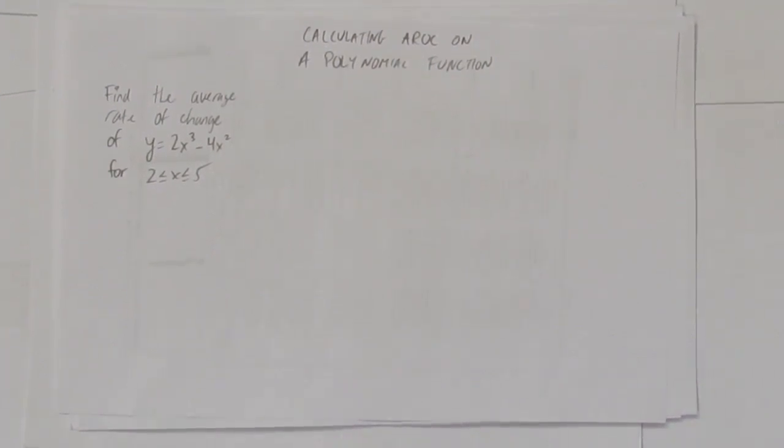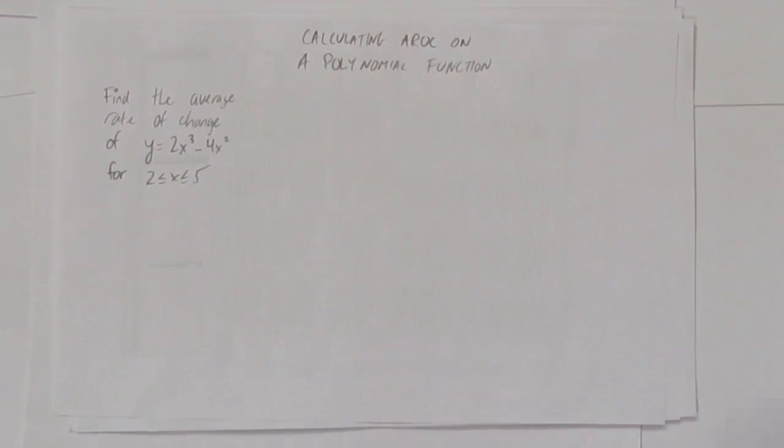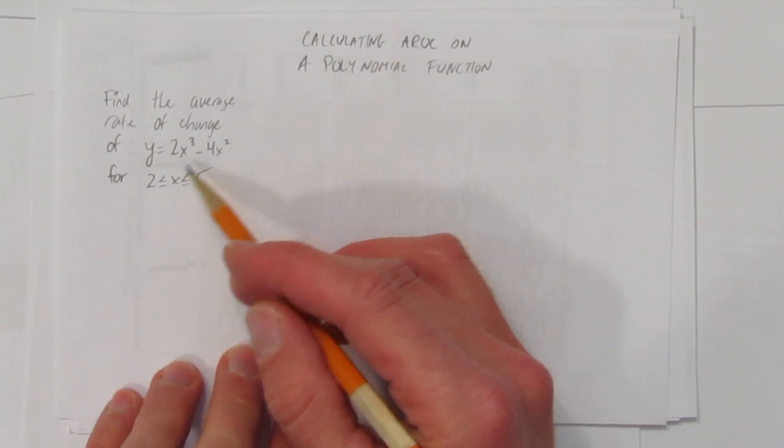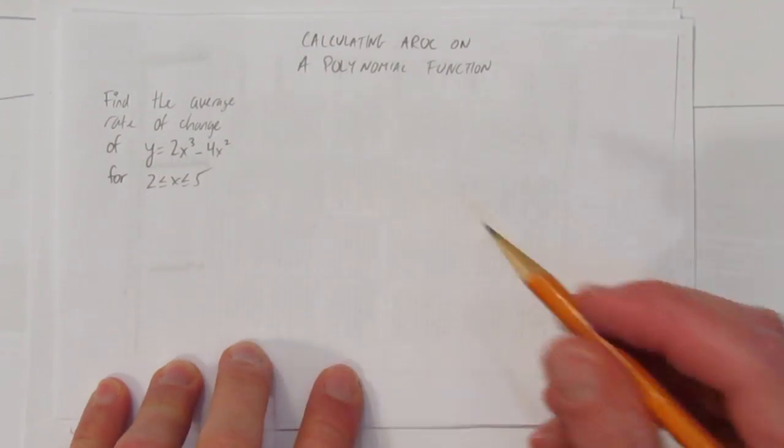In this video, we'll look at calculating the average rate of change on a polynomial function. The question reads, find the average rate of change of y equals 2x cubed minus 4x squared for 2 is less than or equal to x, which is less than or equal to 5. So find the average rate of change on this function between these two x values.